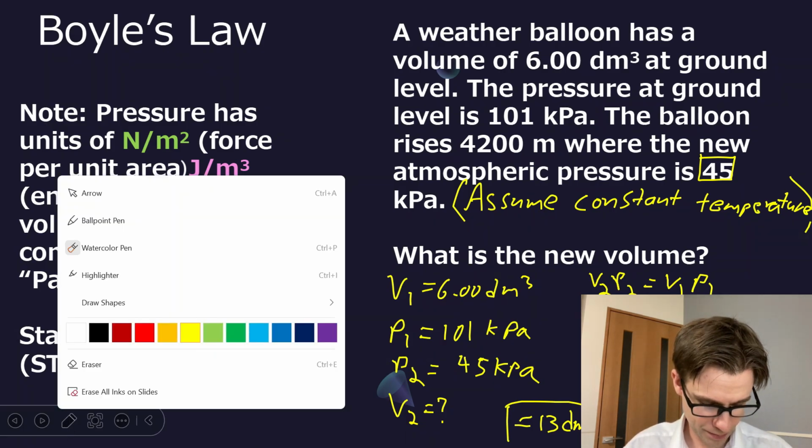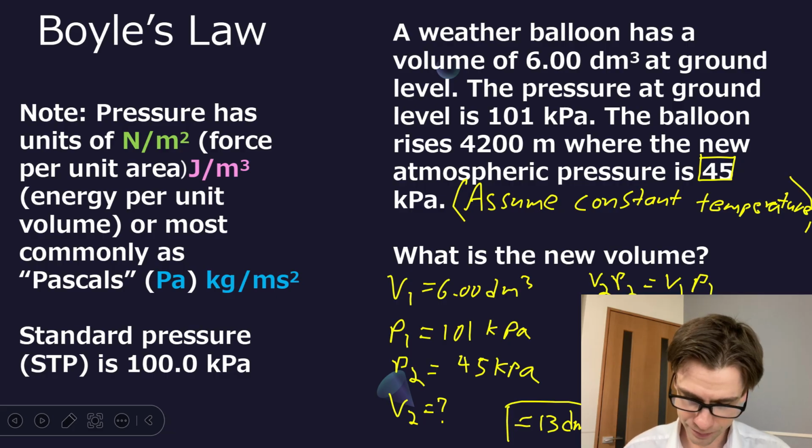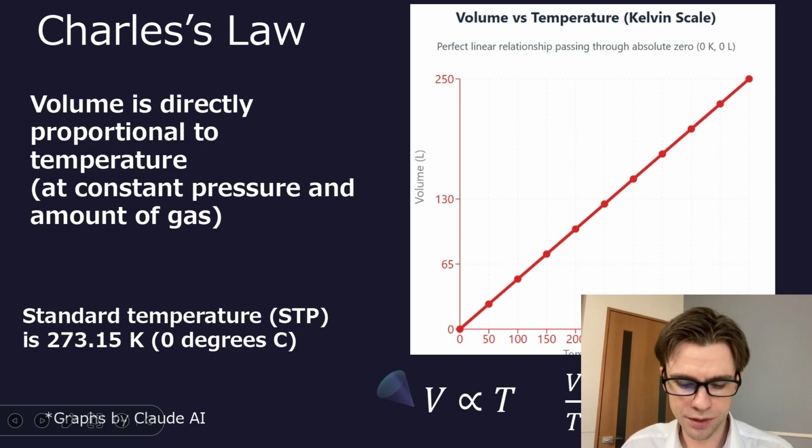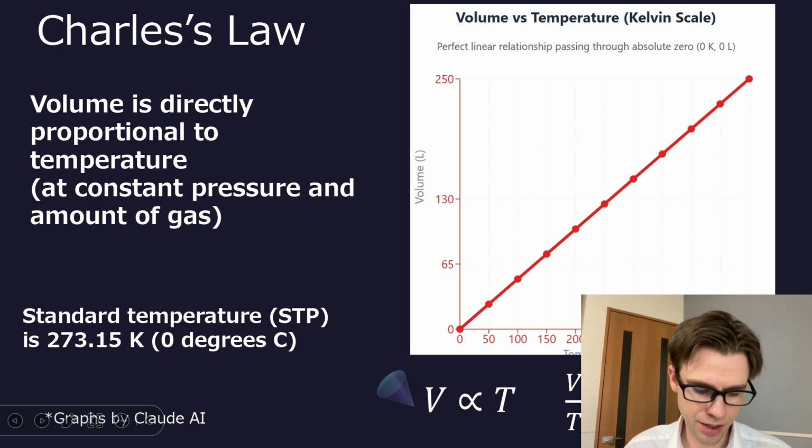Okay, moving on. Charles' law, another scientist, another law here, and it involves different properties, this time temperature. So Charles' law says volume is directly proportional to temperature at constant pressure and amount of gas. That's a condition for this to be true.